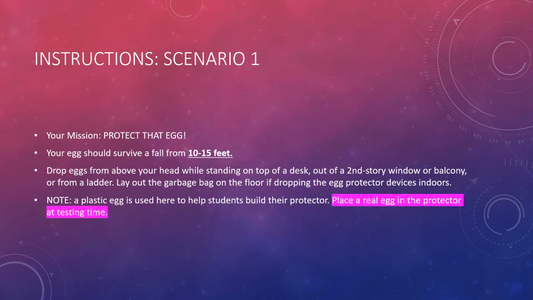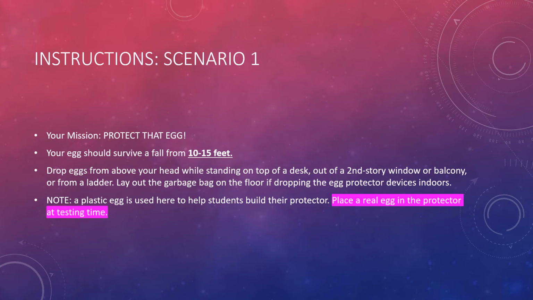So there's two scenarios that I'm going to present for you today. Scenario number one, your only job is to protect the egg. And our goal is going to be to drop an egg from a fall of about 10 to 15 feet. Now, you can stand on top of a large desk at home or even your kitchen island and drop an egg from above your head.